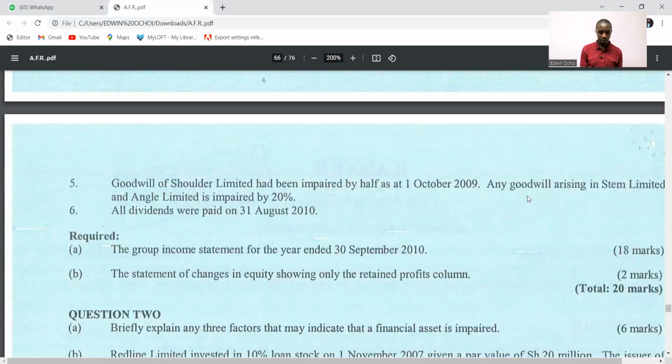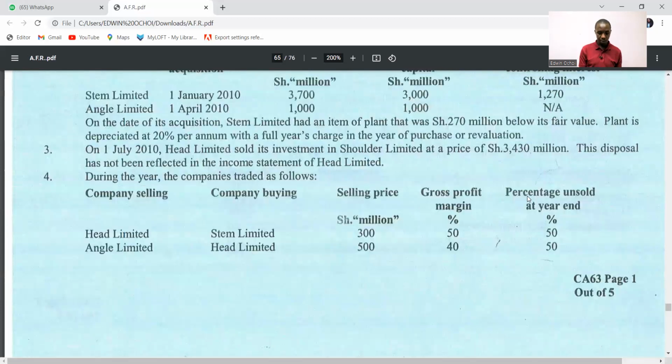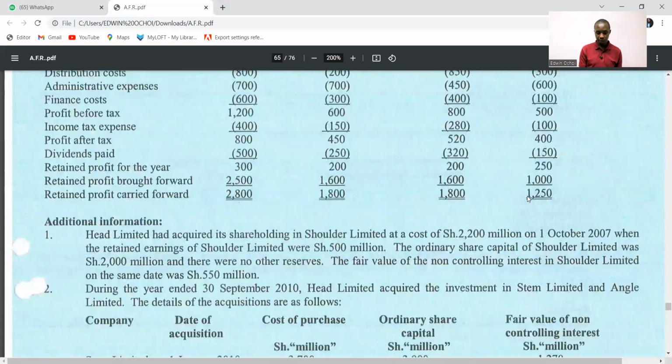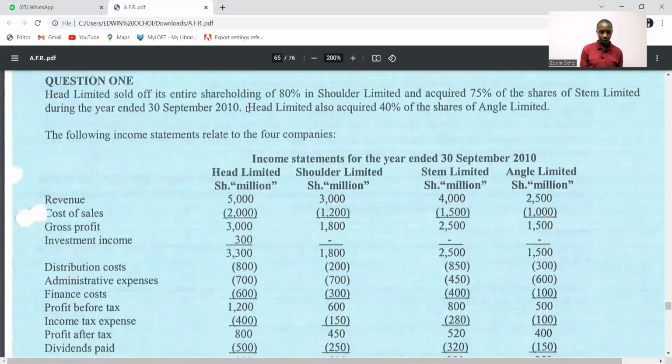Required: income statement and statement of changes in equity. The first thing you have to analyze is all about the structure. Remember that here Ed sold off its entire shareholding of 80%. But you can't sell something you don't own.